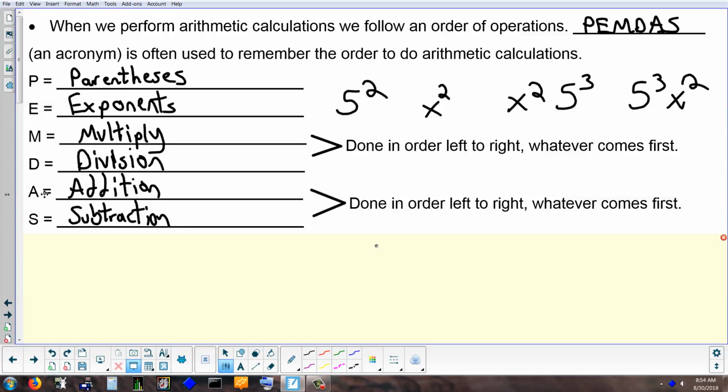Alright? So the multiplication and division are kind of bunched together. The addition and subtraction are bunched together. They hold equal weight as you do in a problem like that. Alright? Everybody's good with this? I can scroll down. Speak now, or forever hold your peace. Okay.